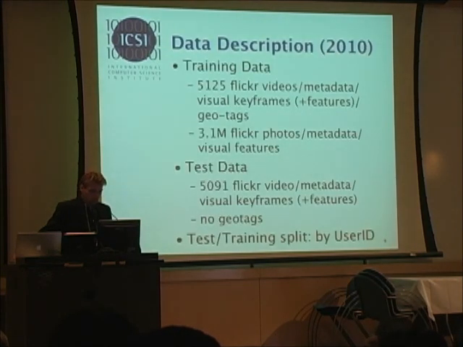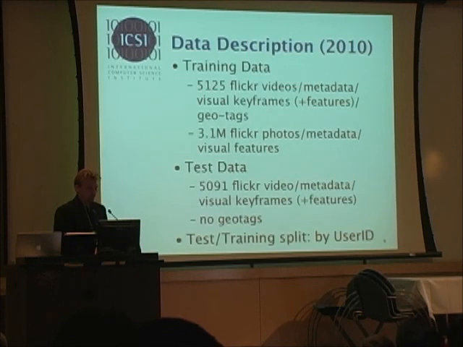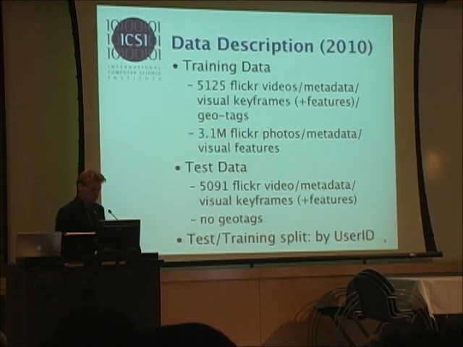So again, the training data was about 5K Flickr videos. We had the metadata to it, that means text and descriptions. We had visual keyframes and features, and we had the geotags for training, of course. On top of that, in 2010, we had 3.1 million Flickr photos plus metadata plus visual features. In the 2011 evaluation, they just doubled that. So we had 10,000 Flickr videos and we had 6 million photos and videos. And the test data in 2010 was 5,000 Flickr videos, metadata, visual keyframes, and features, and of course no geotags because they had them. And it was also doubled in 2011.